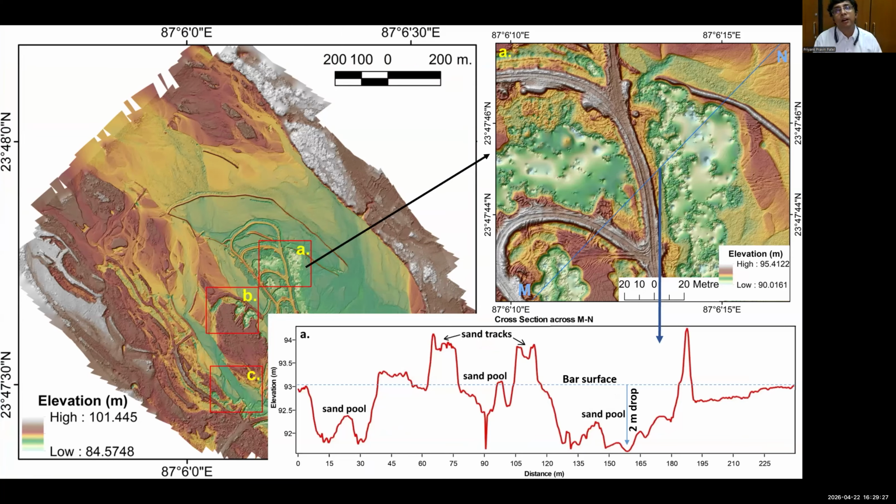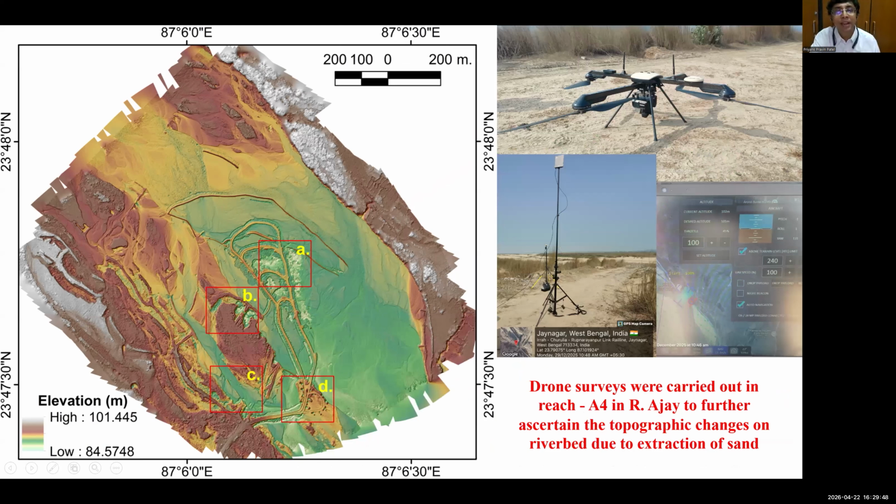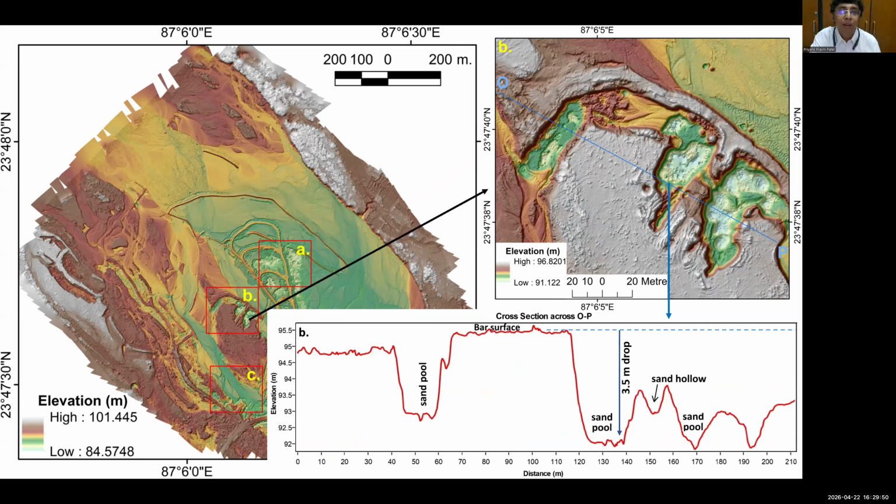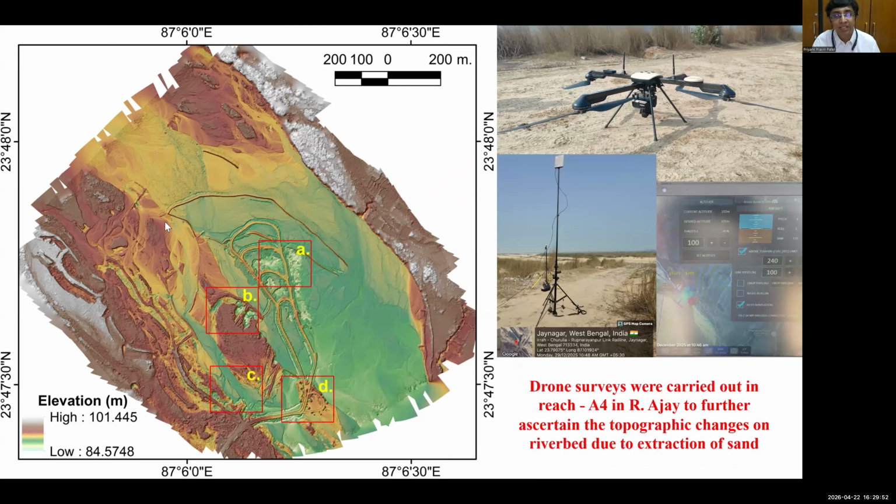For example, if a government policy mandates that you can mine up to a 2 meter depth, what happens if somebody mines up to a 3 meter depth? What about that extra meter? What about that extra volume of sand that is extracted? We cannot assess this from 2D images, but 3D images, repeated drone shots, they can show us how much is the drop in the bar surface due to mining, how much excavation is taking place in which region, and we are able to document these sand mounds, the sand roads.